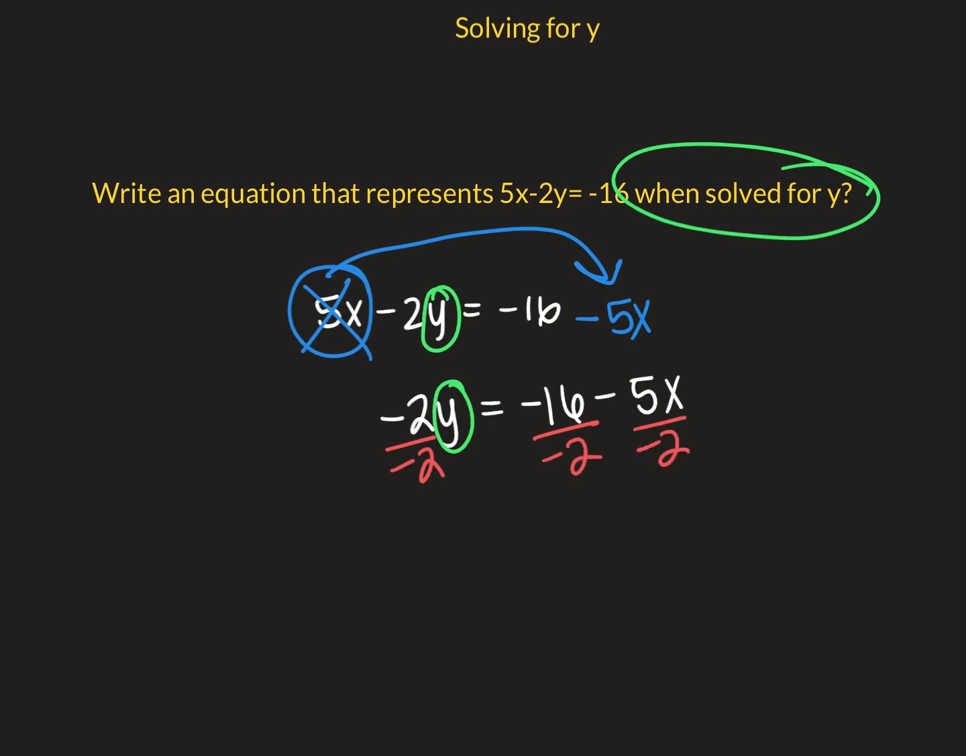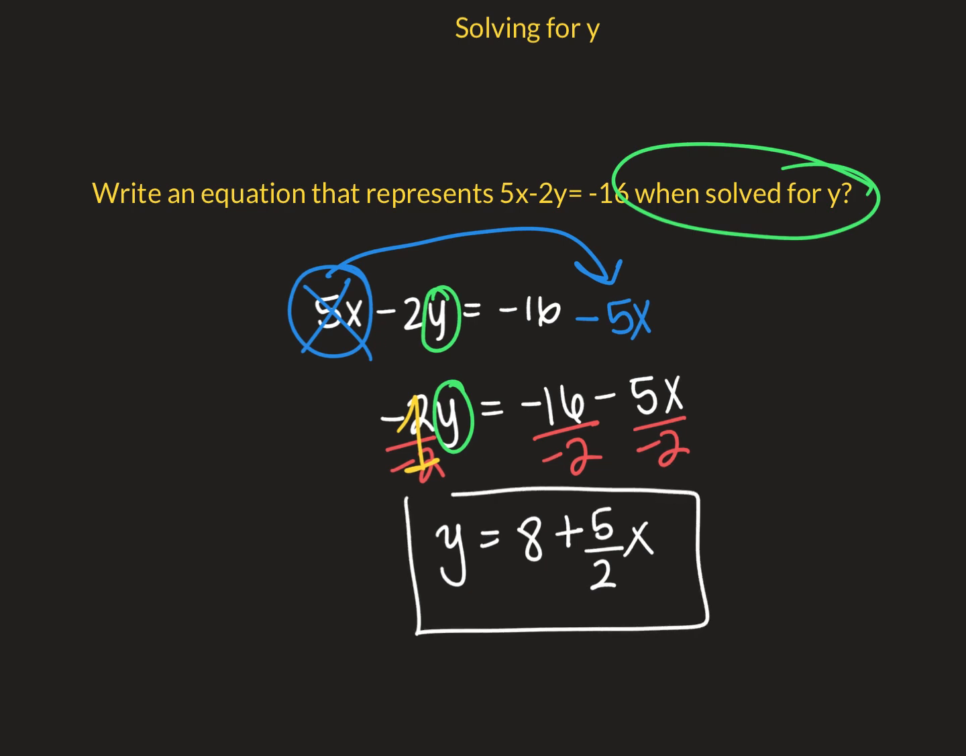Whenever you do this, make sure you divide both terms, the negative 16 and the negative 5x, by that negative 2. What that does, makes this a 1. And then now I have y equals negative 16 divided by negative 2. That's a positive 8. Now, negative 5 and negative 2 cannot be simplified. But what we do remember is that when we divide two negatives, it becomes positive. So now I have a positive 5 over 2x. And I have solved for y.